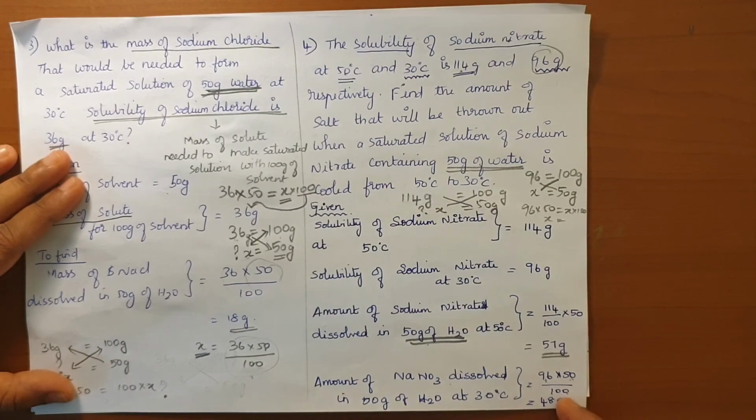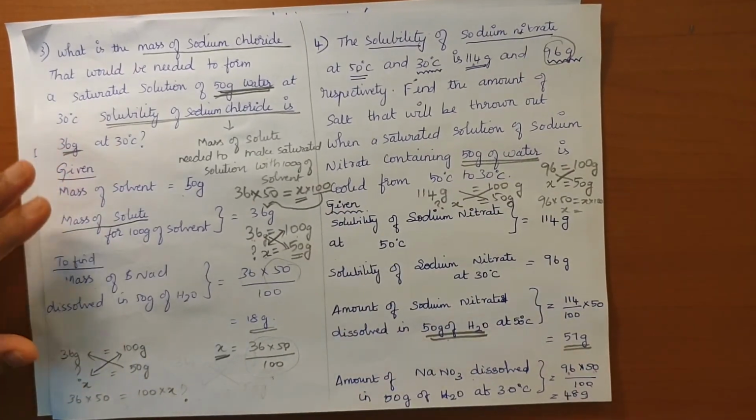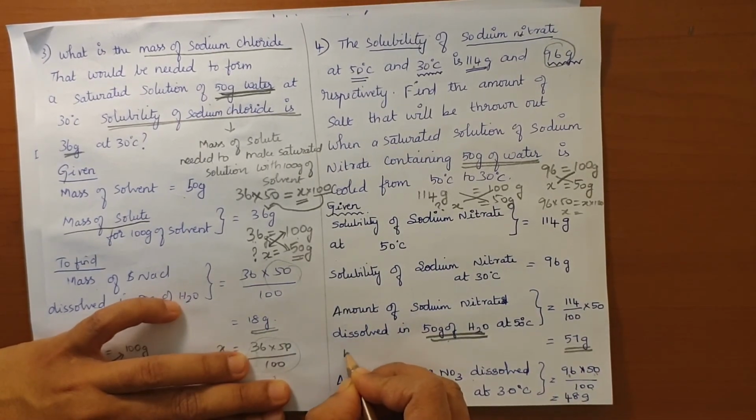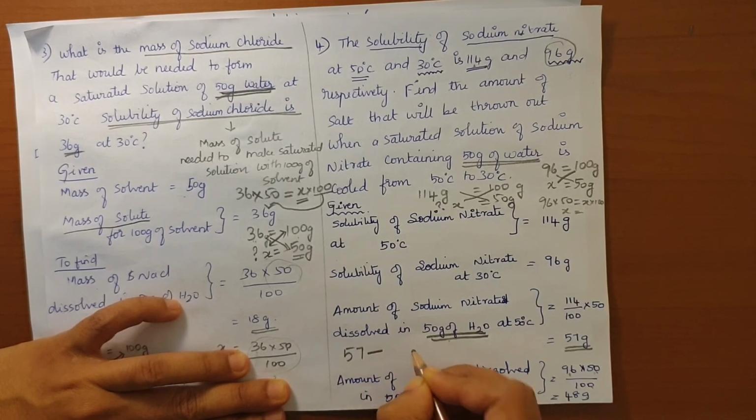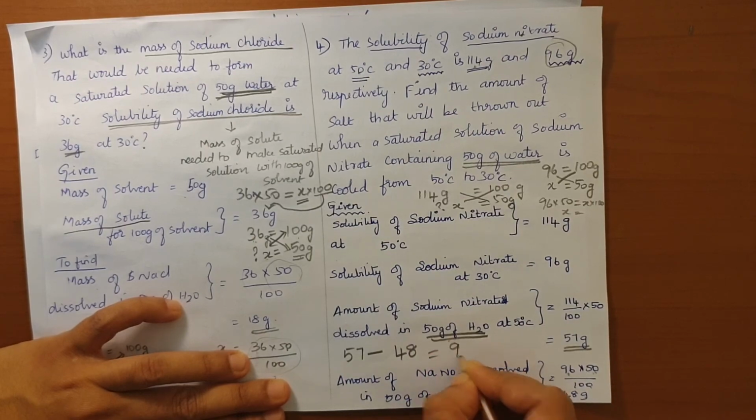So if you subtract these two, you will get the answer. That's it. So the answer will be 57 minus 48, which is 9 grams.